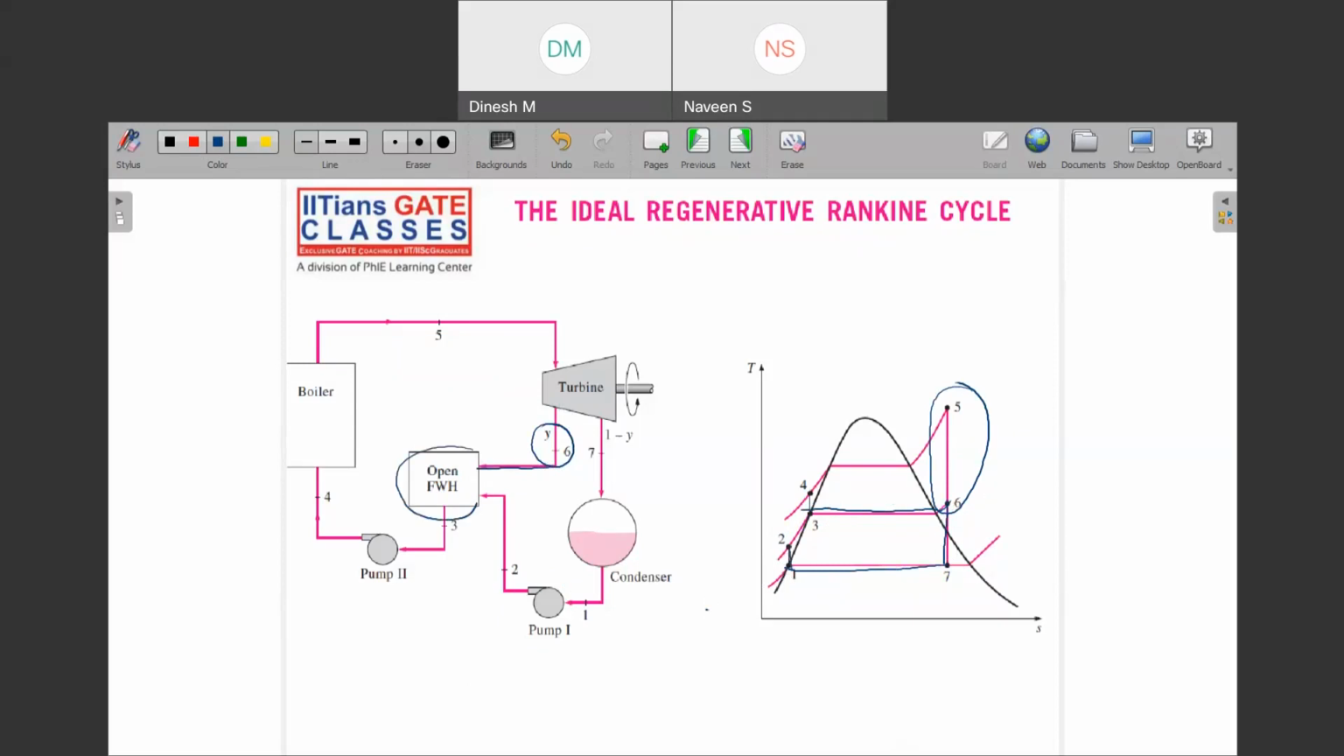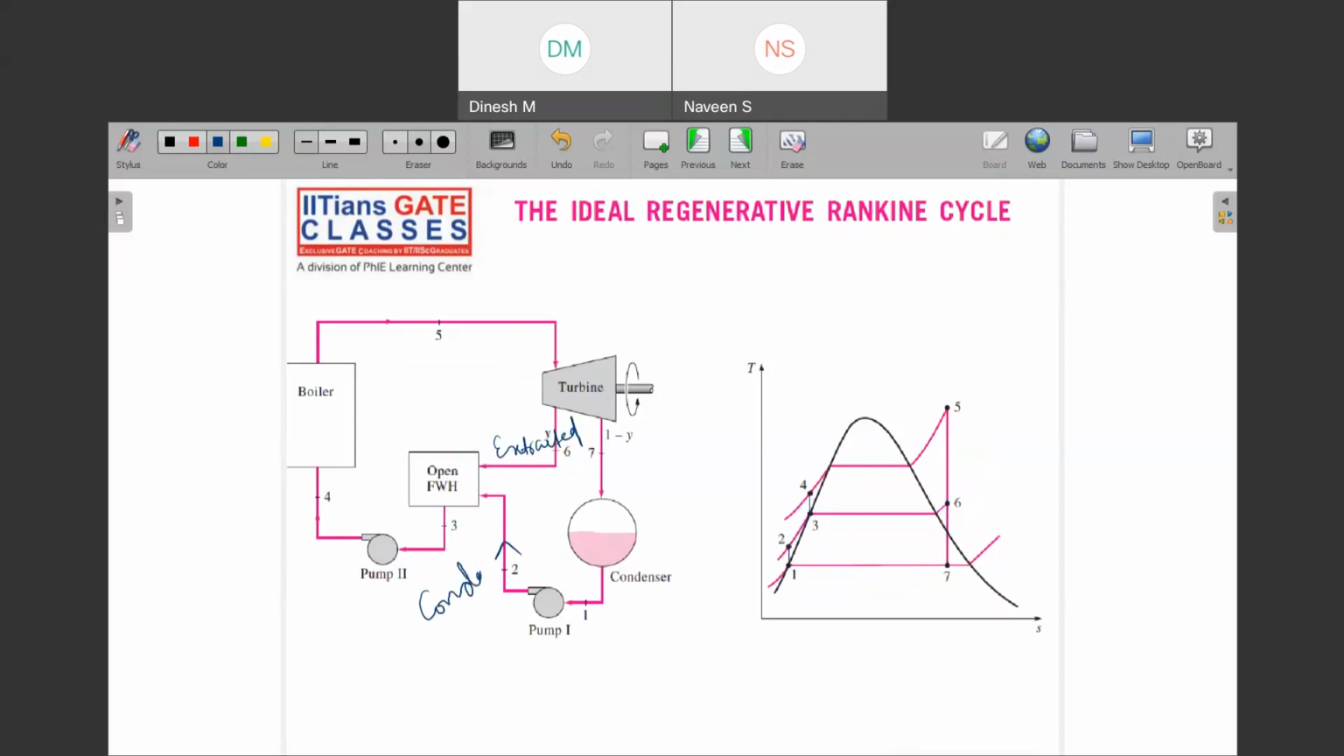Increase its pressure to whom? To which pressure? The pressure at which the initial extracted mass is kept, and then I will mix these two in a chamber. This chamber is called an open feed water heater. Why? Because can you see that your extracted, and the steam means what?